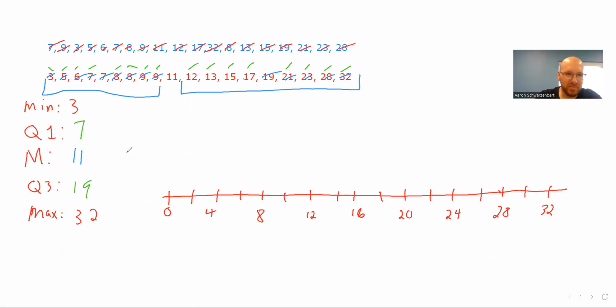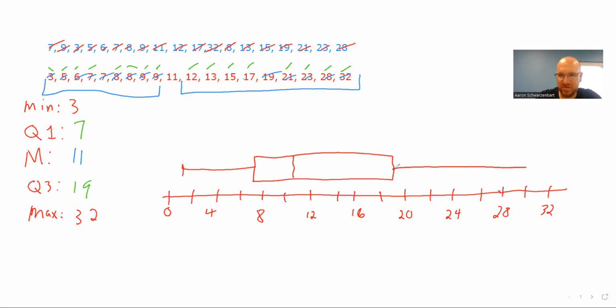So my quartile 1 is at 7. That's the start of my box. I go to quartile 3, which is 19. I put a line here at the median. I draw a whisker out to my minimum 3 and a whisker out to my maximum 32. There is my box and whisker plot.